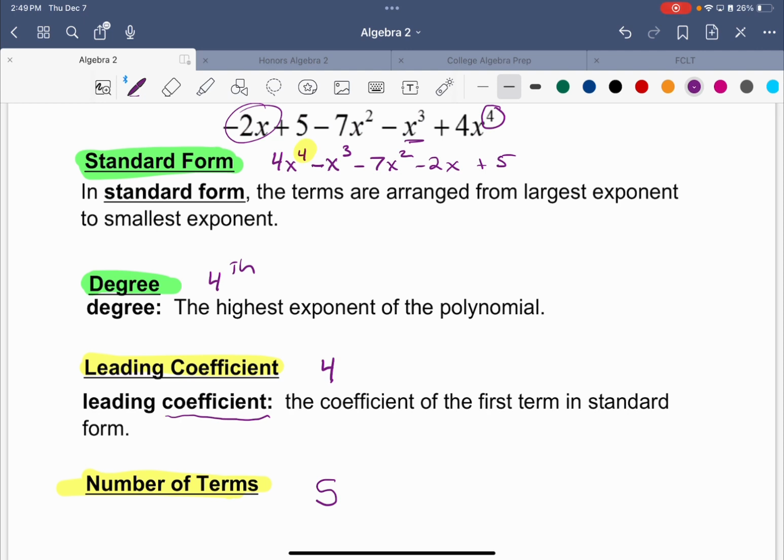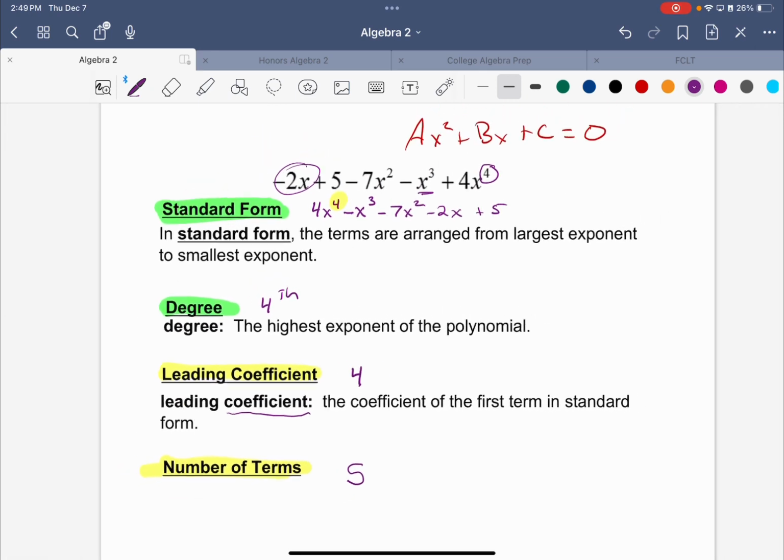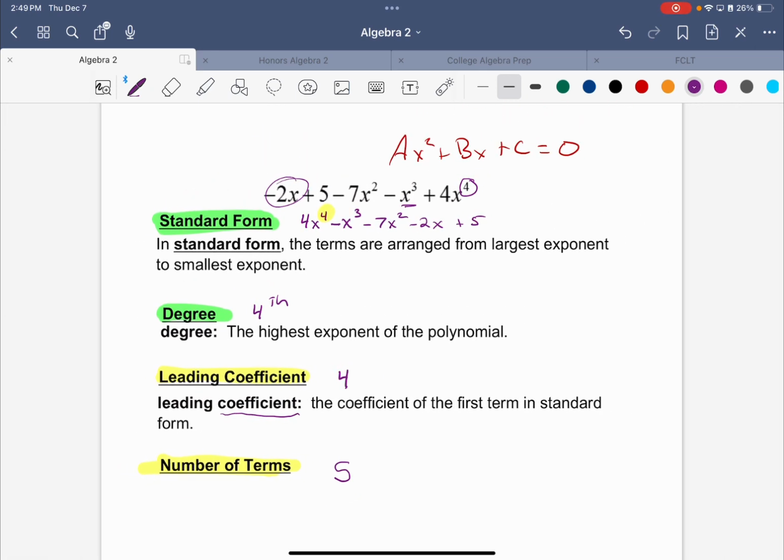Okay, so any questions with those terms or the definitions of those terms? Because the vast majority of today is we're going to be doing these things.